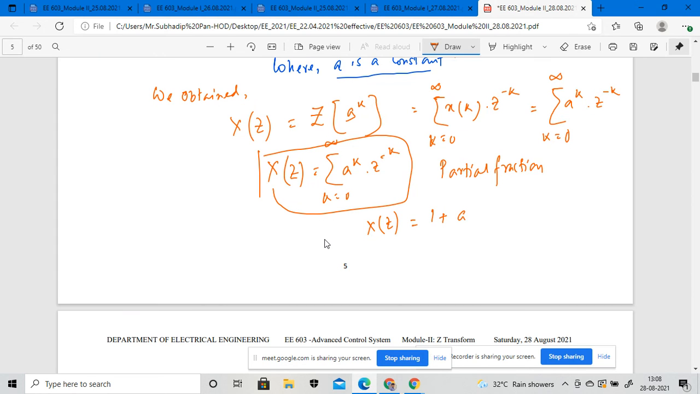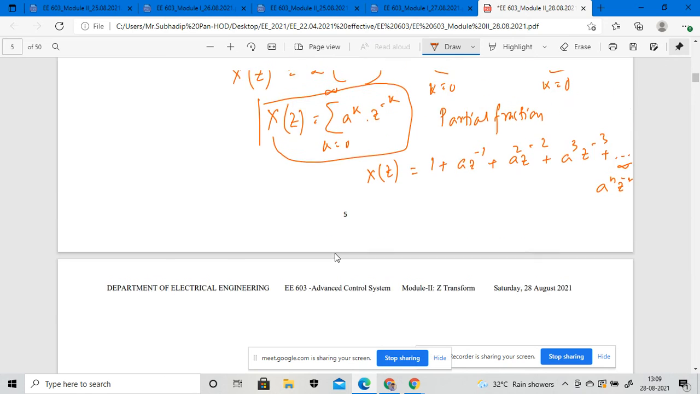1 plus a of z to the base minus 1 plus a square into z to the base minus 2, a cube divided by z to the base minus 3, plus dot dot dot up to infinity, that is a to the n z to the base minus n, like this. Okay, so again I will rewrite this equation.